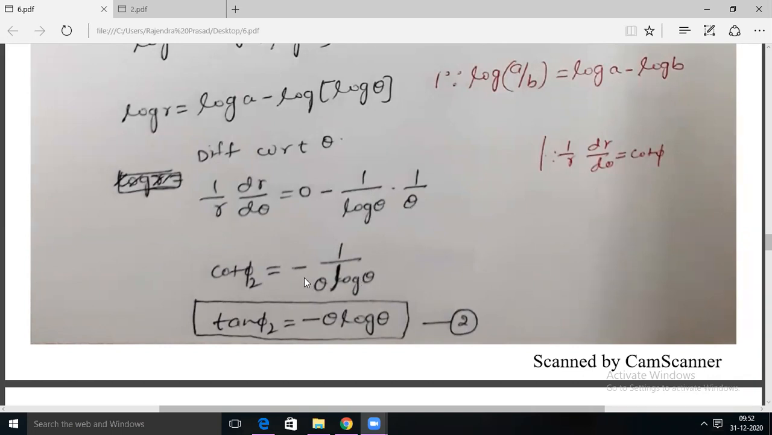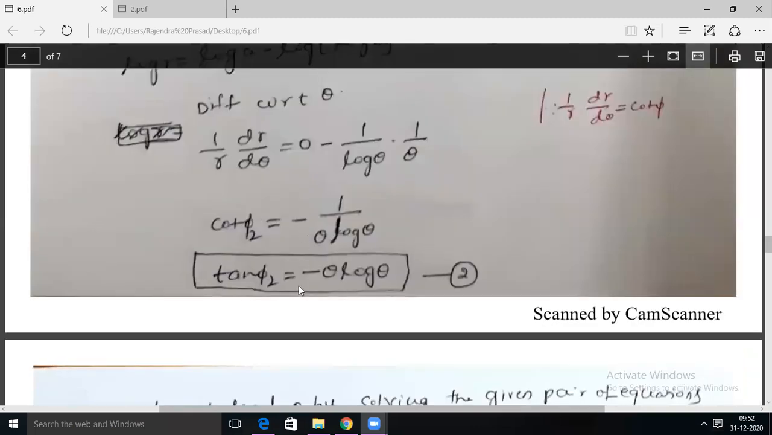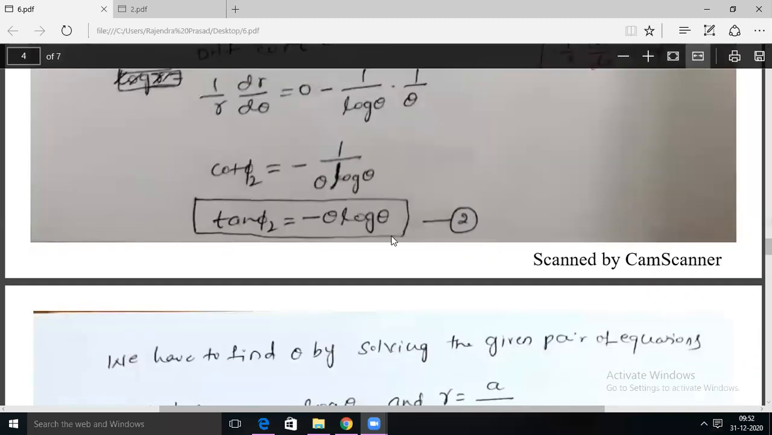So here also the explicit formula for phi 2 is not available. So that's why keep it in tan phi 2 form. Tan phi 2 is equal to, it goes to numerator, obviously 1 comes to denominator, so we can write minus theta log theta. Consider equation number 2. Tan phi 1 is equal to theta log theta. Tan phi 2 is equal to minus theta log theta.